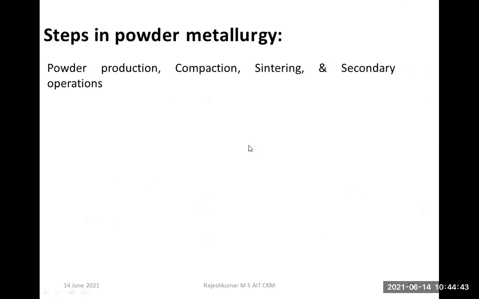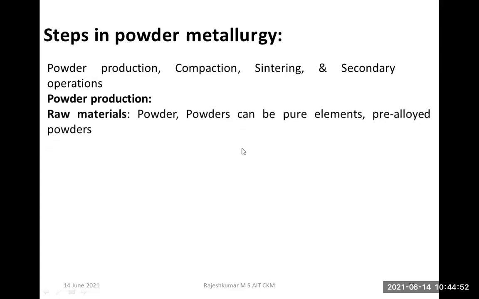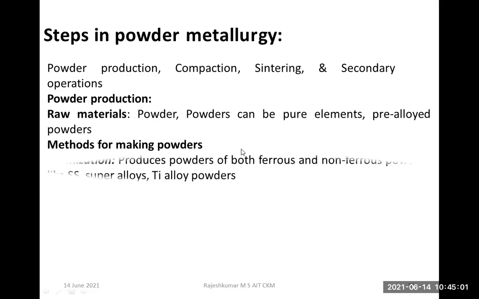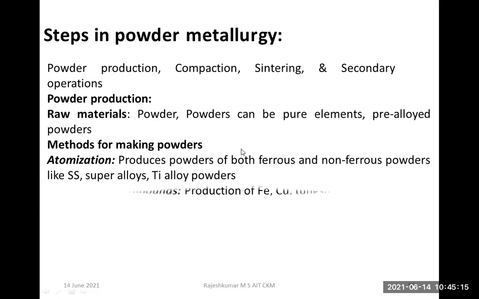The steps in powder metallurgy are powder production, compacting, sintering, and secondary operations. Powder production starts with the raw material powder. Powders can be of pure elements or pre-alloyed powders. The next is methods of making powders. The first one is atomization, which produces powders of both ferrous and non-ferrous metals like stainless steel, superalloy, and titanium alloy powders.